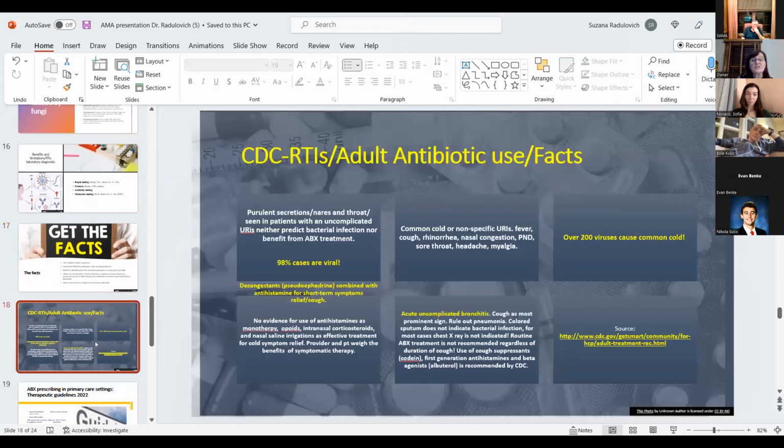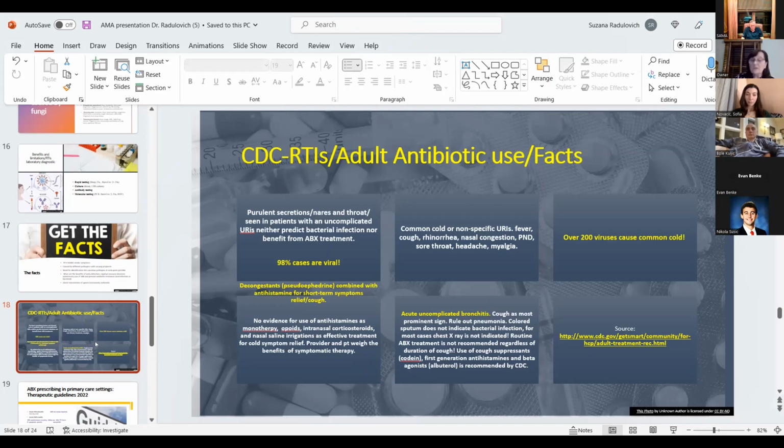Now, let's talk about adult antibiotic use. As I said, more than 200 viruses cause common respiratory infection. So you can say that 90% of the cases are viral. So why are we prescribing antibiotics? During the coronavirus epidemic, the use of Z-Pack was encouraged. It was thought to prevent secondary infection from bacterial pathogens due to decreased immunity.